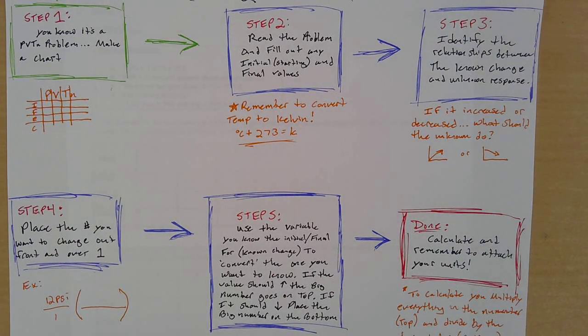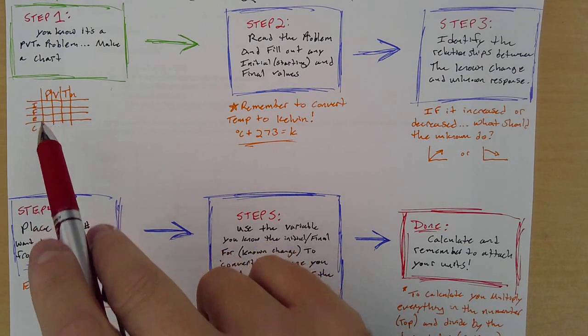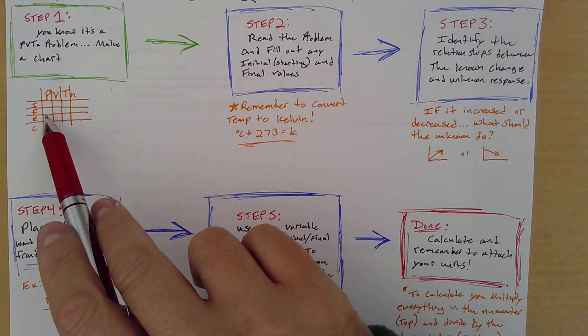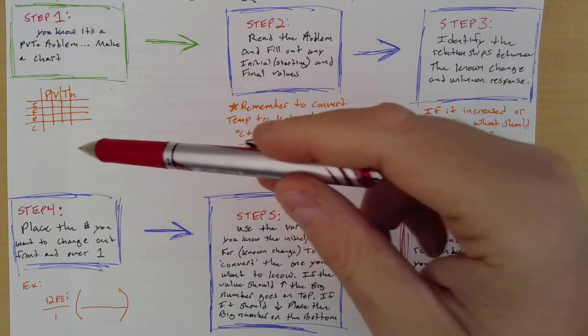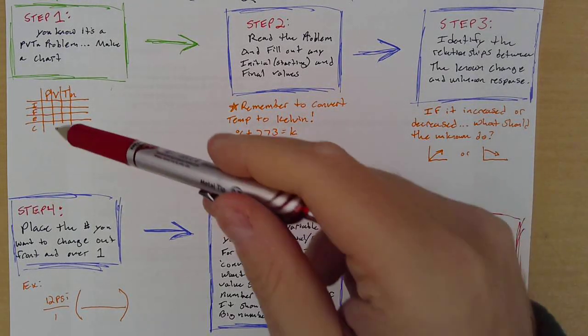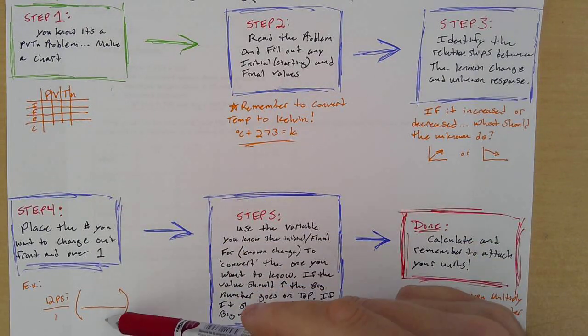Then you want to place the number you want to change out front. So the one that you don't know the final for, you're going to put that initial number right over 1. So if I started with 12 psi and I want to know how much pressure at the end, I'm going to put 12 psi over 1 and then put my next bracket there. The one I do know, that's the one that I'm going to use to help me convert. So the one that I have an initial and a final filled out for, that's the one I'll use.